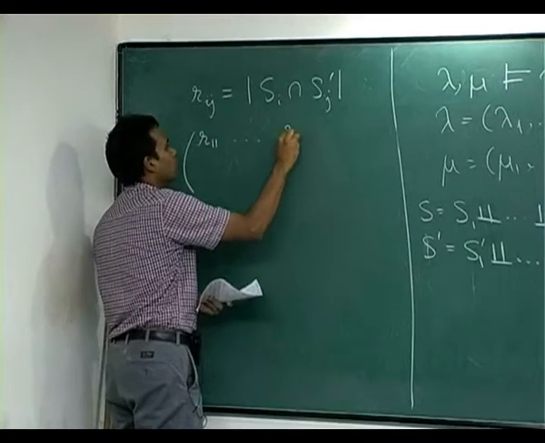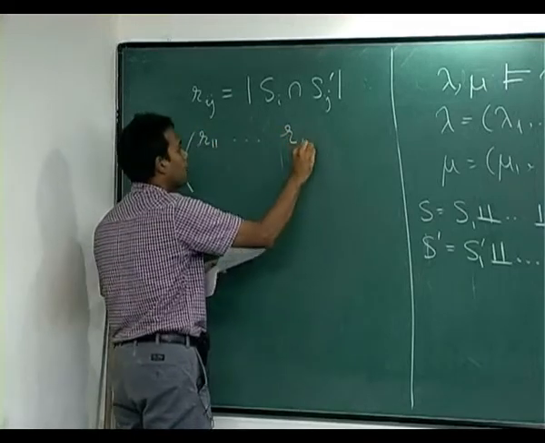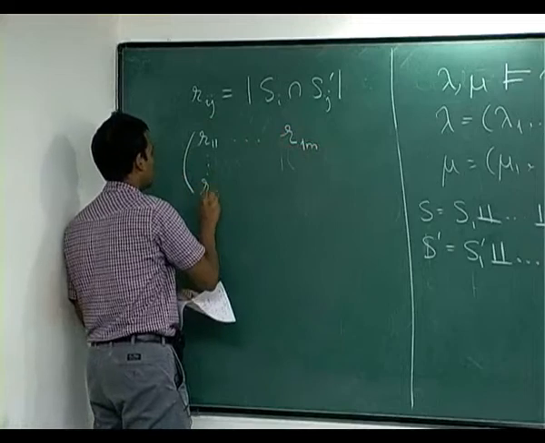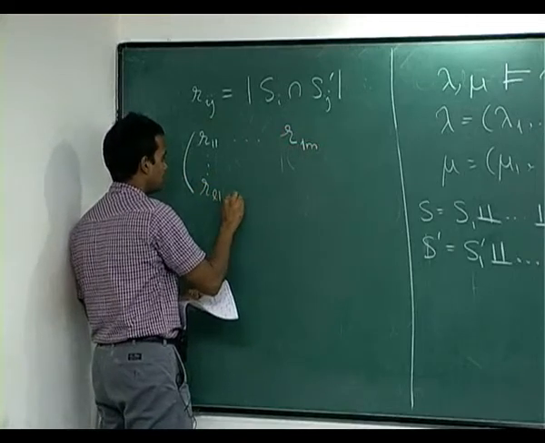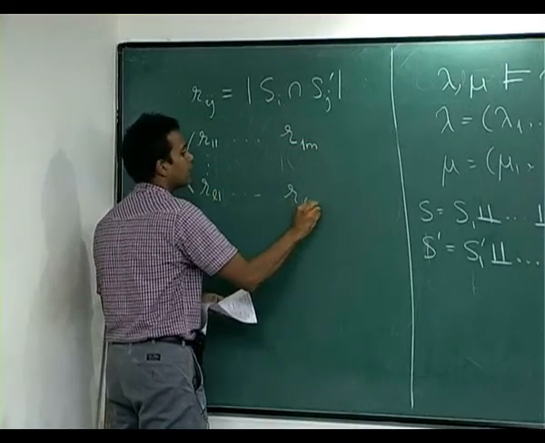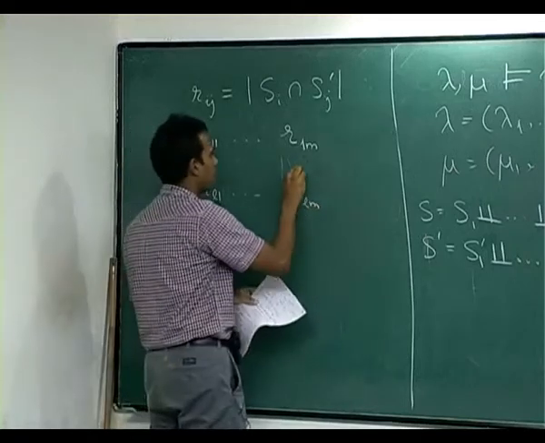And let's arrange them in the form of a matrix. R11 up to R1m, and here RL1, up to RLm. So this is an L by M matrix.